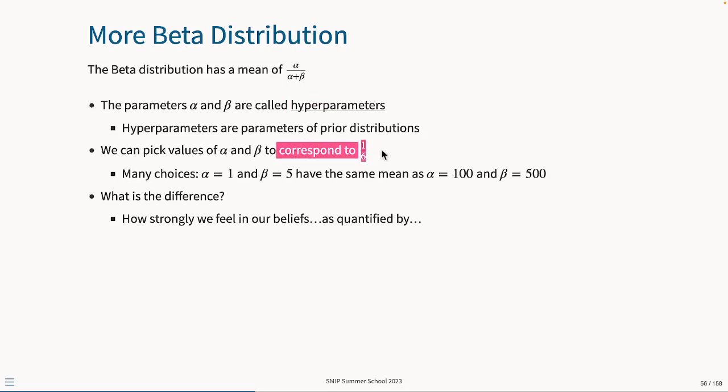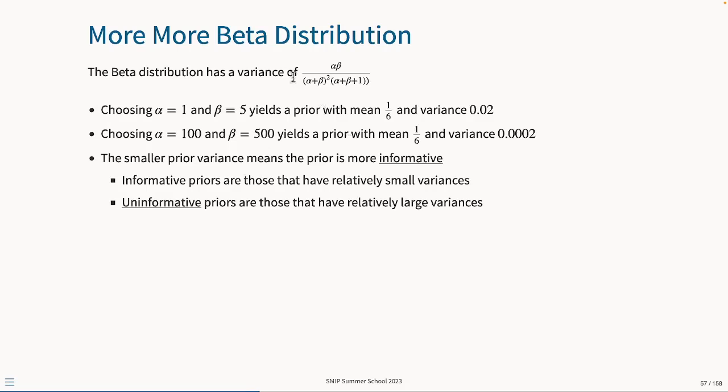What's the likelihood of rolling a 1? 1/6. So if we pick an alpha of 1 and a beta of 5, you'll note that the mean then turns out to be 1/6. Similarly, if we pick an alpha of 100 and a beta of 500, that also gives us a mean of 1/6. What's the difference? The difference is how strongly we feel that 1/6 is an appropriate prior. Turns out the beta distribution also has a variance. It's this ugly formula up here.